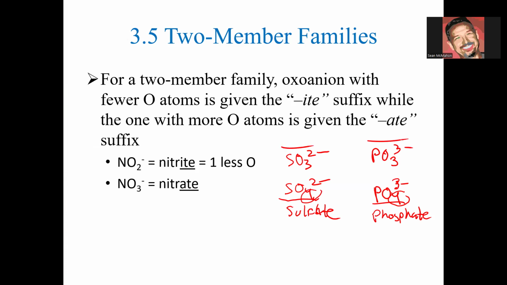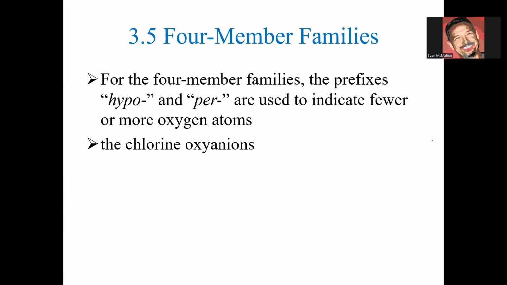These are 1 less. That's sulfite because it's 1 less than sulfate. So this is why you need to know the 5 big 8s, because once you know sulfate, sulfite. Once you know phosphate, 1 less, phosphite.